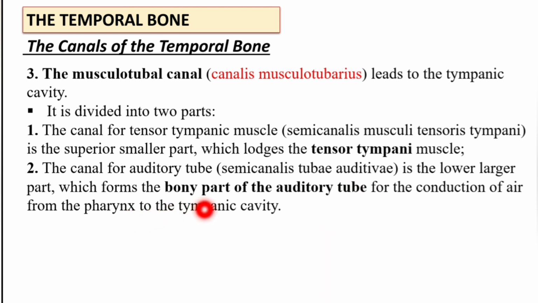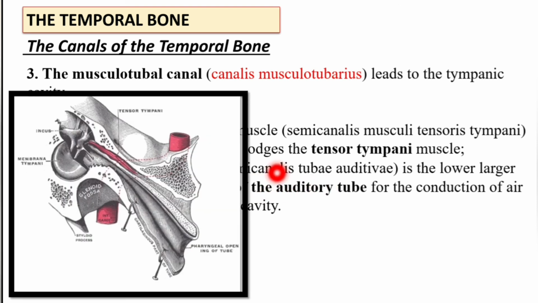Now you need to know that this auditory tube has two parts: the bony part and the cartilaginous part. The bony part is definitely formed by the temporal bone. This is the musculotubal canal, and it has been opened. So you can see the pharyngeal opening of the auditory tube here, and it goes here. And for the muscle, you can see the musculus tensor tympani, and it is small, of course. Just for orientation, remember the internal carotid artery.